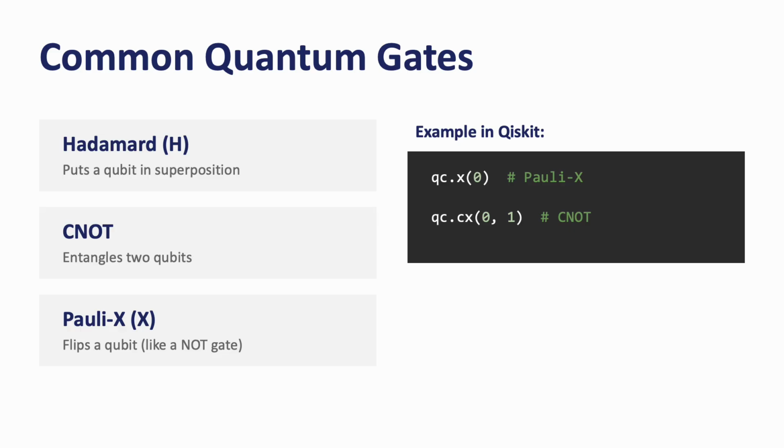The Pauli X gate is the quantum equivalent of the classical NOT gate. It flips a qubit from 0 to 1 or vice versa. It seems simple, but it is a fundamental building block. All of these gates and many others are available in both Qiskit and Cirq. The syntax for applying them differs slightly between frameworks, but the underlying quantum mechanics is identical. These gates might seem abstract now, but they are the tools you will use to build increasingly sophisticated quantum algorithms.